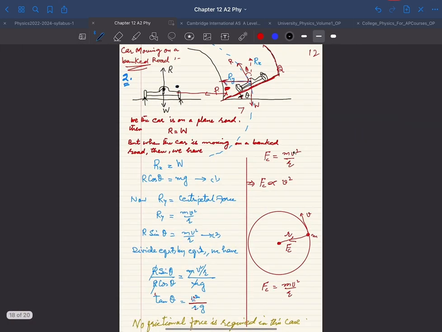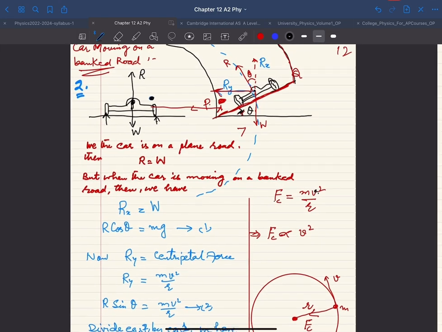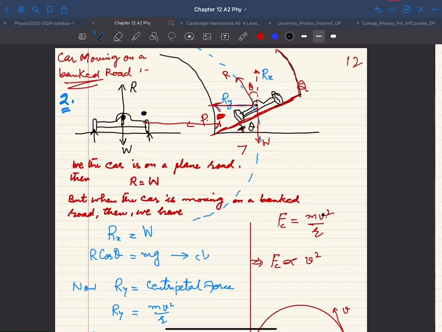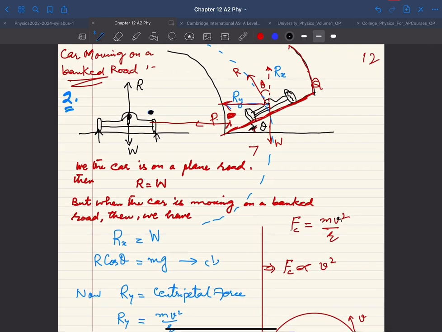Here we have another situation where again the frictional force as such is not required. And here you have a situation when the car is moving on a banked road. What we actually want to say here is that we have a car on a simple road, then what is the situation? The weight and the normal reaction are balancing the effect of each other. So this is what we have.